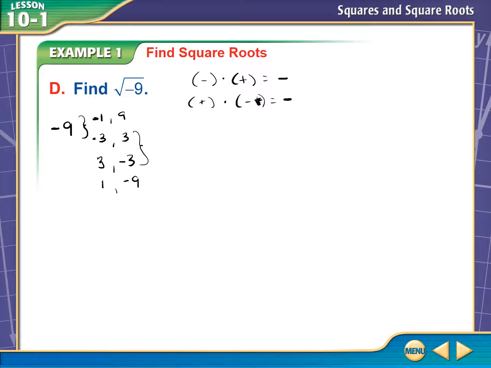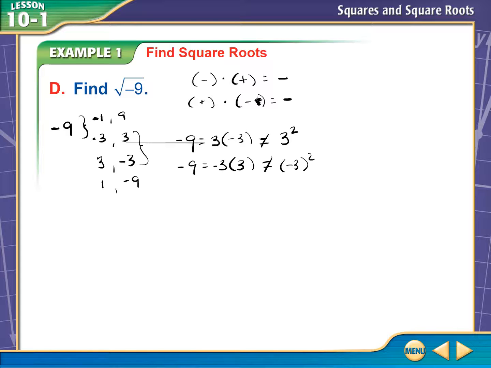But careful, because what is this? Negative 9 is equal to either 3 times negative 3, or it's negative 3 times 3. Neither one of these is equal to 3 squared or negative 3 squared. Neither of these factors are the same. 3 times negative 3 is not the same thing as 3 times 3. Negative 3 and 3 is not the same as negative 3 times negative 3. So this leads us to a particular rule here in the real number system.